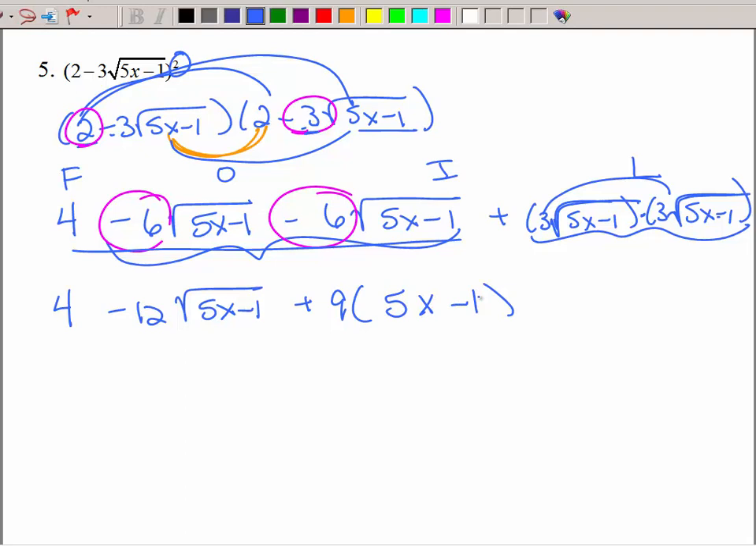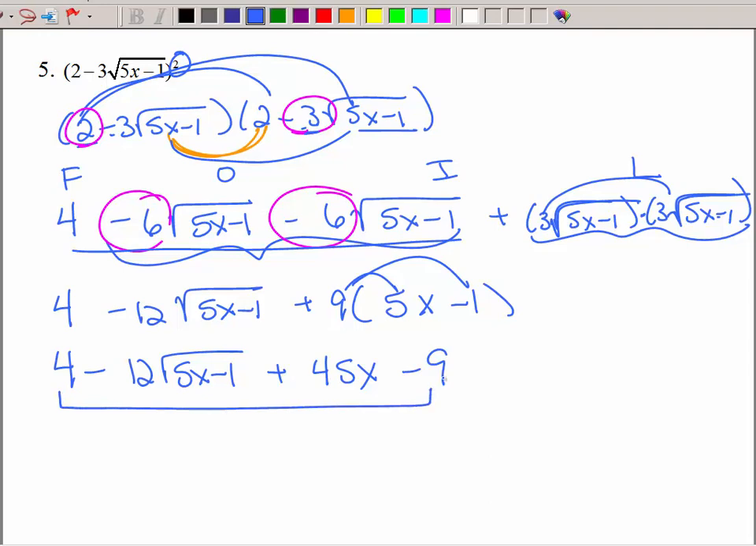We're not done. I need to distribute. So we're going to have 45x minus 9. Still not done, because those are like terms. So 4 minus 9 is a negative 5. We have a negative 12. And we finally have a positive 45x.